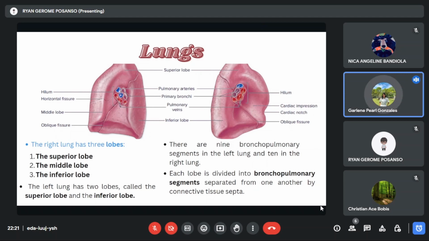So also there are nine bronchopulmonary segments in the left lung and 10 in the right lung. So each lobe is divided into bronchopulmonary segments separated from one another by connective tissue septa. But these separations are not visible as surface fissures because major blood vessels and bronchi do not cross the septa. Individual diseased bronchopulmonary segments can be surgically removed, leaving the rest of the lung relatively intact. And okay, next slide, please.